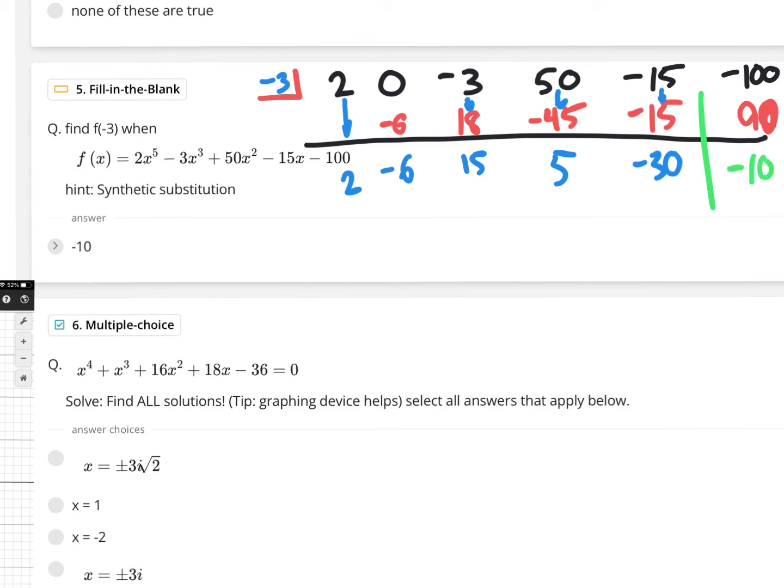Now, don't think, oh, why didn't I get a remainder of 0? No, this is not synthetic division. This is synthetic substitution. And we're not trying to find x-intercepts on the graph or anything like that. Right here, we are simply plugging in -3, and whatever we get out here is our output. So you type in -10, hit enter, and that'll be the correct answer, okay?